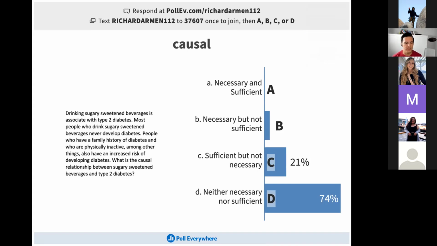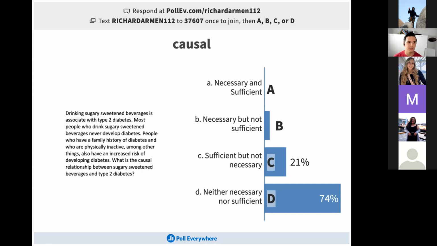And there's a lot of other examples of things like that. But drinking sugary sweetened beverages might increase a person's risk of developing diabetes. It's one of those lottery tickets they might have, but it's not necessary because many people who develop diabetes don't drink sugary sweetened beverages, or they really drink them on a limited basis. And there are other factors that are listed here.